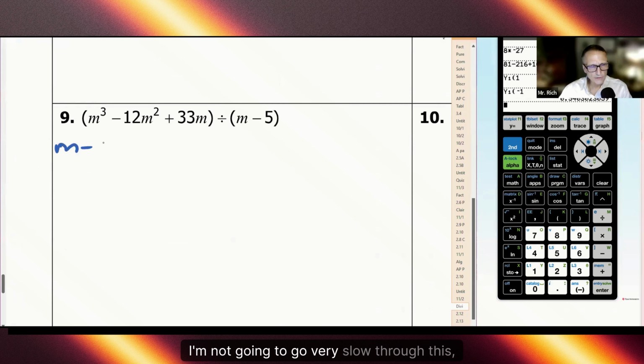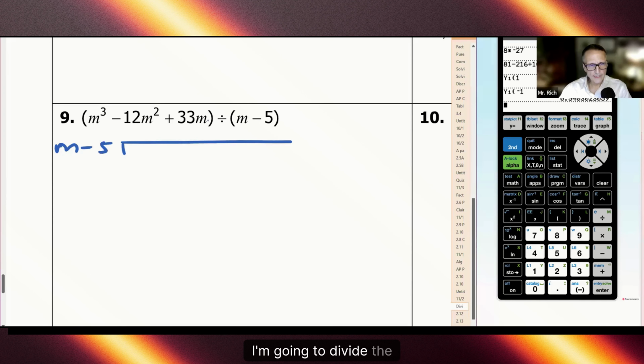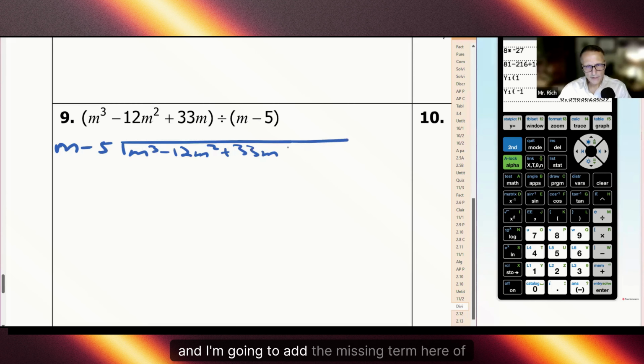I'm not going to go very slow through this, but I'm going to show you how it looks. I'm going to divide the m minus 5 into m to the third minus 12m squared plus 33m. And I'm going to add the missing term here of 0, right? There's no constant term here. So any missing terms, any exponents that are missing, you have to fill those in with a 0.